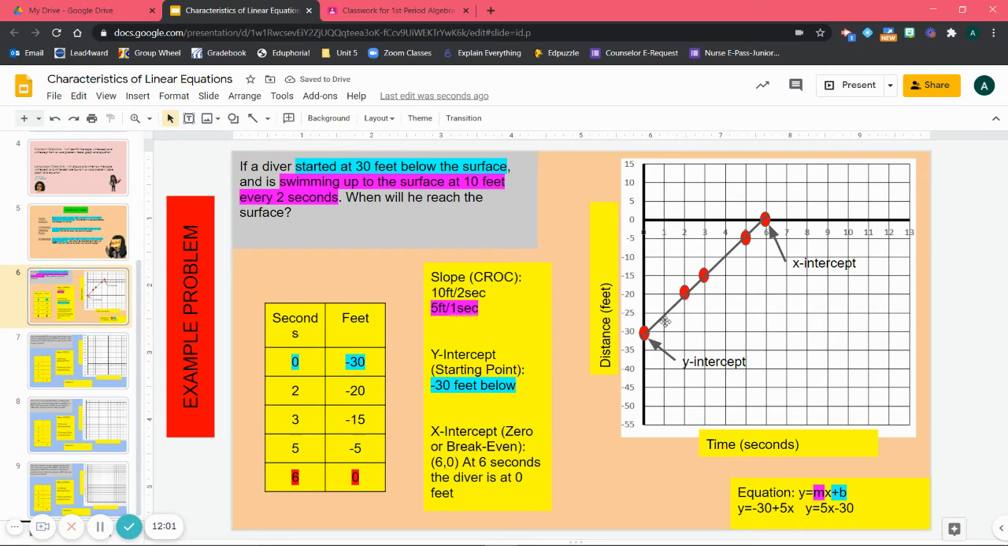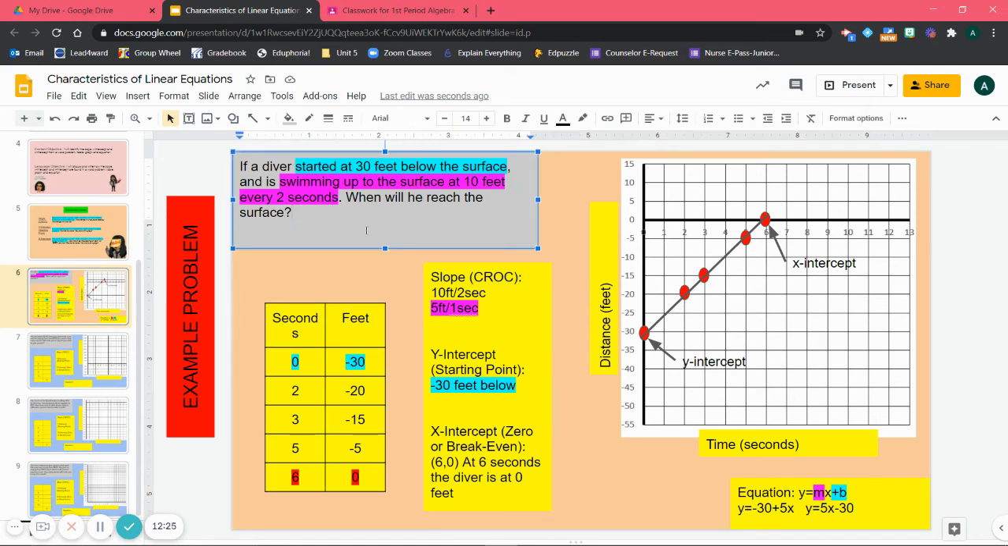So if I'm looking at this graph, my y-intercept is always located on which axis? The y-axis. The x-intercept is always located on which axis? The x-axis. That is how I know the difference between my y and my x-intercept. So when did the diver finally reach the surface? Well, they reached the surface at 6 seconds. Reach the surface.